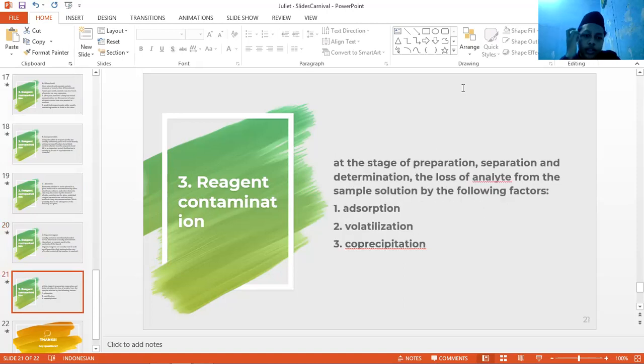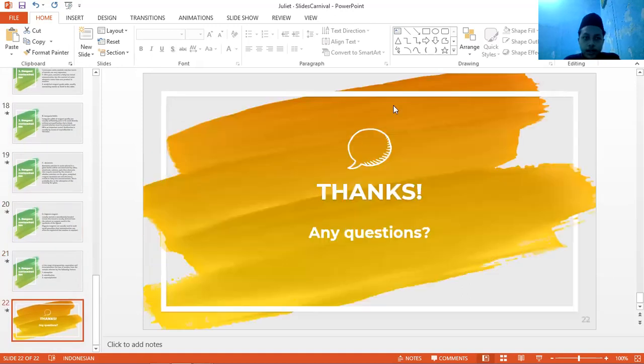The last, number 3, the title of number 3: contamination at the stage of preparation, separation, and determination. The loss of analyte from the sample solution is caused by the following factors: 1. Absorption, 2. Volatilization, 3. Precipitation. So that's all I explained.